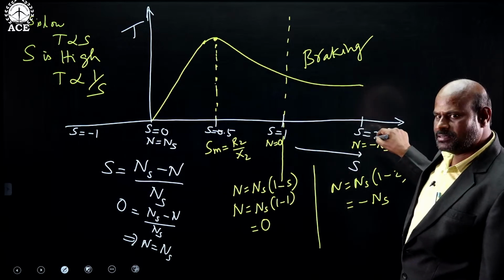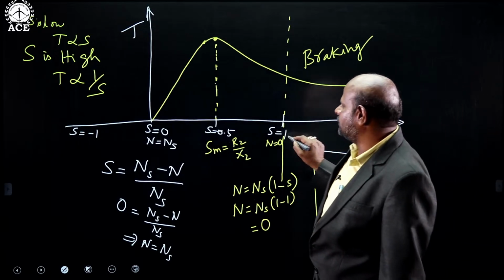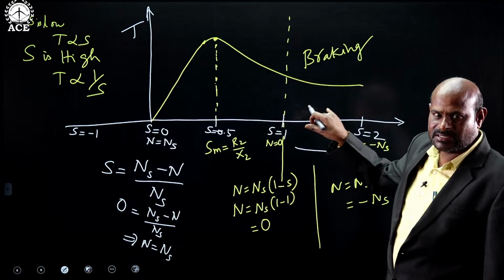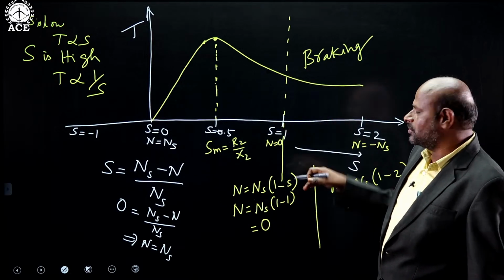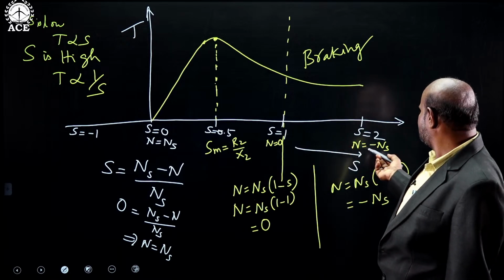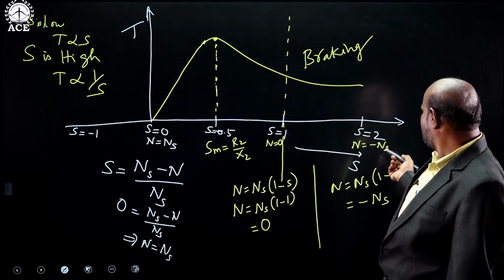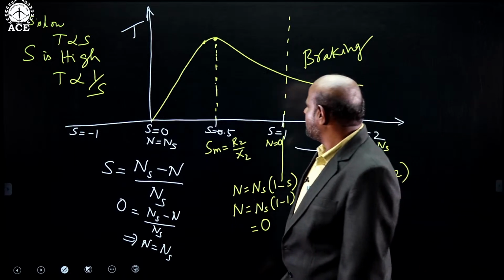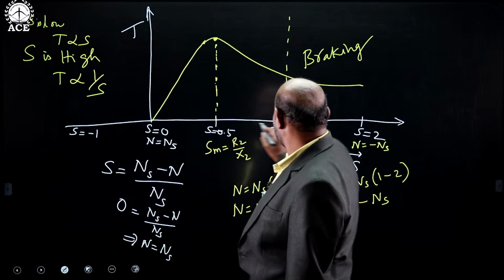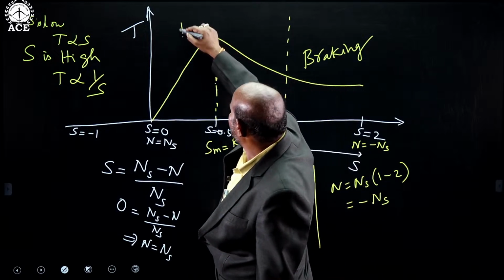Reversing of supply terminals. Whenever the stator terminals are reversed, meaning the supply is reversed, the rotating magnetic flux will be reversed such that the motor speed will be reversed. So this condition is called braking. And from 0 to 1, it is called motoring operation.